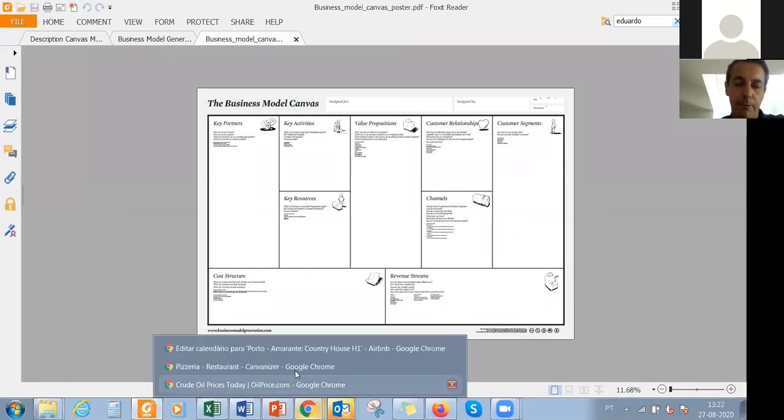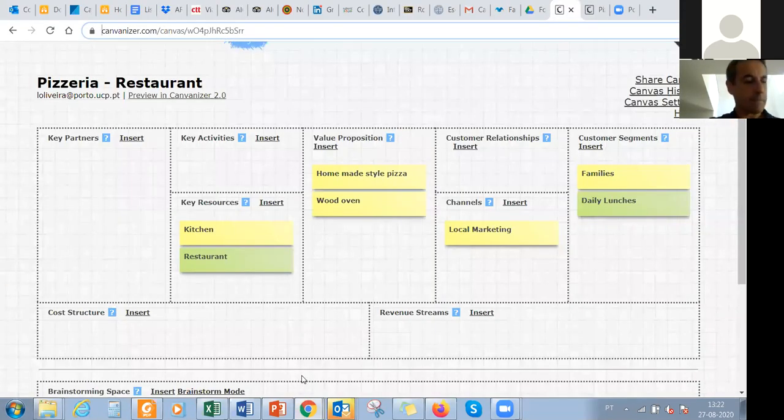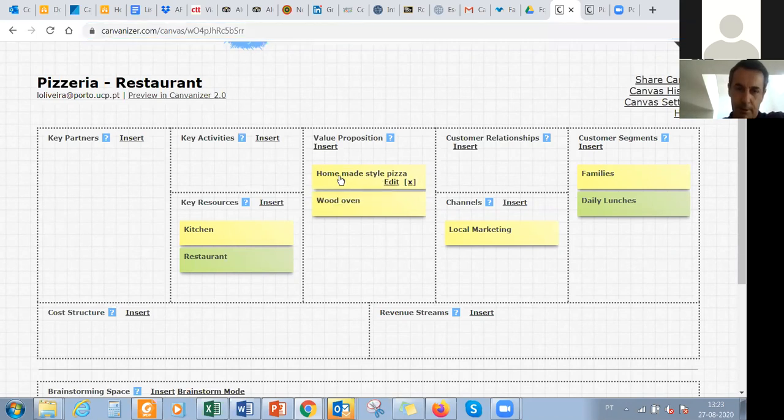So let's come back to the web application, just to show you how easy it is to make changes and use this Canvanizer, which is now in version 2.0. The previous version was not so stable; this one is better. We were speaking about the business model for a pizzeria, a pizzeria that produces homemade style pizza made in a wood oven. So a nice pizza should be offered.